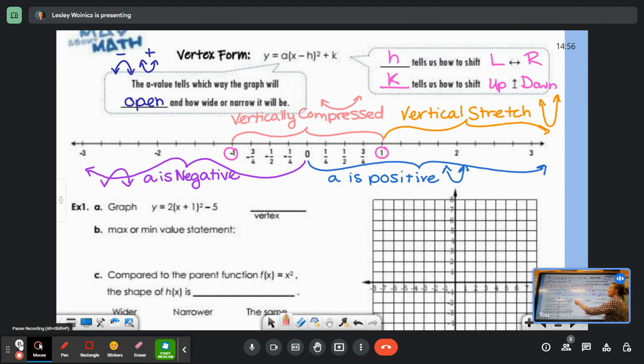Okay, what do you think happens when it's vertically compressed and when A is negative? It's squished and upside down. So it'll be like, here. Okay, over here, we get another vertical stretch.